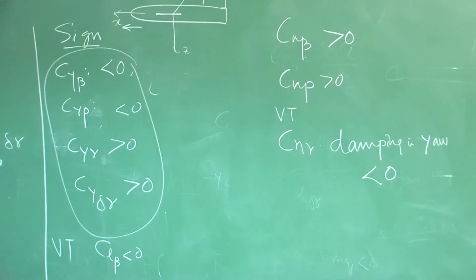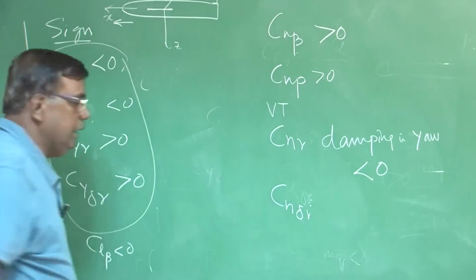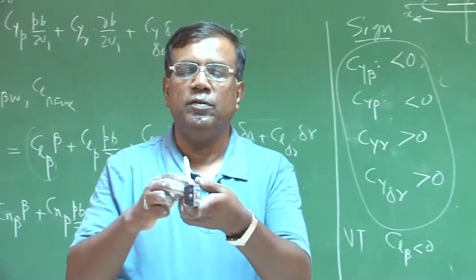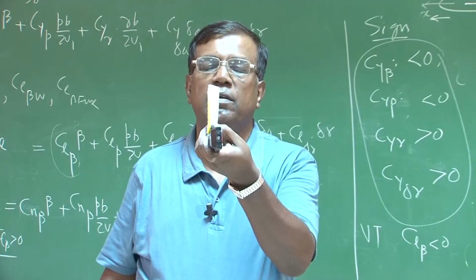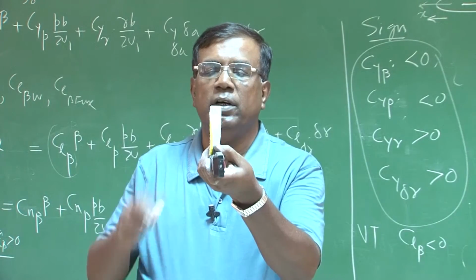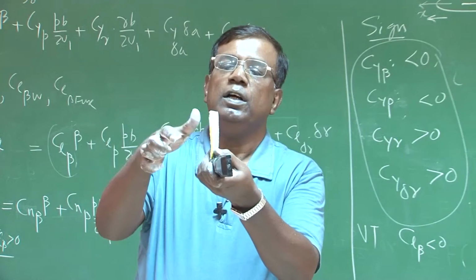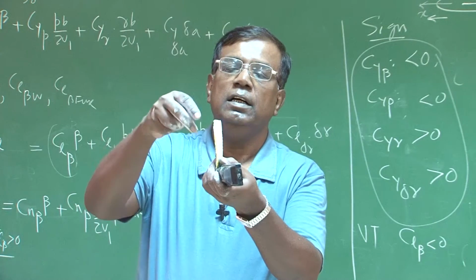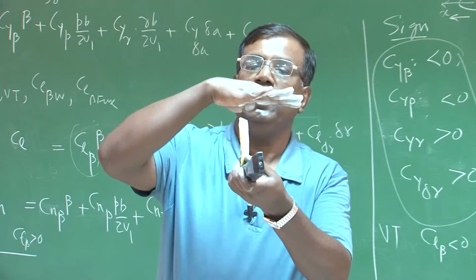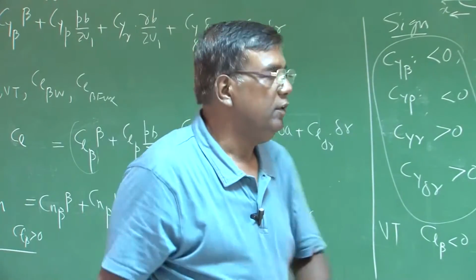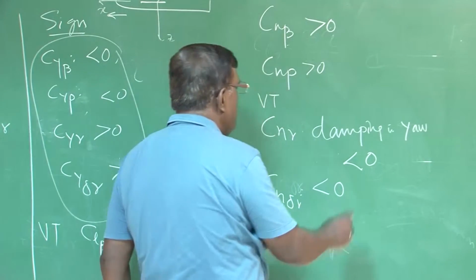And then if I talk about Cn delta R, you can check yourself: if this is the fuselage, this is the rudder, and this is positive towards left. As I move forward, the force will be in this direction, and this will give a yawing moment about CG in the negative way. The force is there, the point is here, so it will give a moment like this, a negative yawing moment. So Cn delta R will be less than 0.